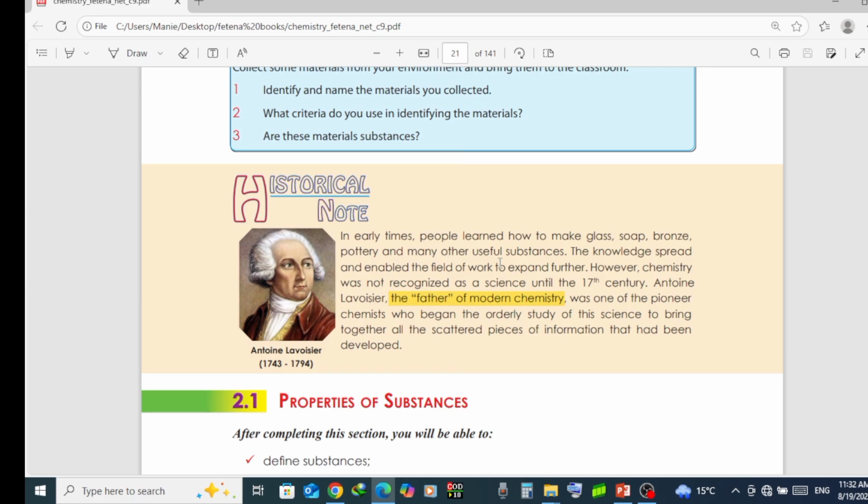and many other useful substances. The knowledge spread and enabled the field of work to expand further. However, chemistry was not recognized as a science until the 17th century. Antoine Lavoisier, the father of modern chemistry, was one of the pioneer chemists who began the orderly study of this science to bring together all the scattered pieces of information that had been developed, it says.